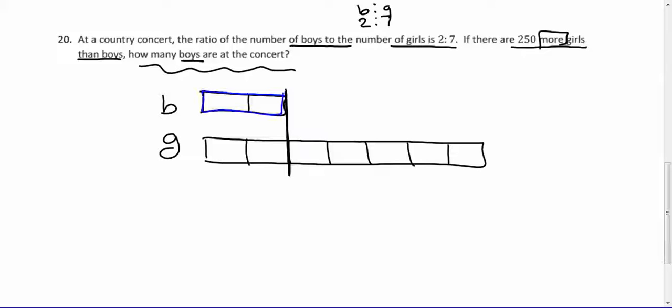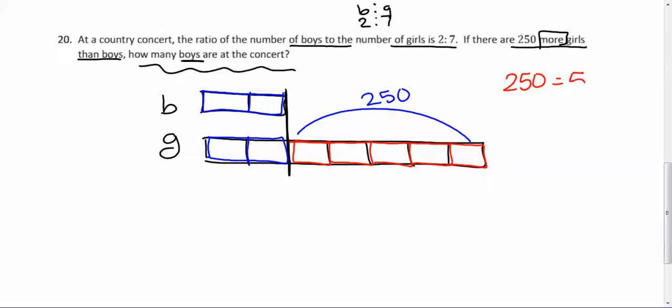These 2 units is the same amount of people as these 2 units. So this section is the group that represents the extra girls that there are at the concert. So we have 250 more girls. So we know that 250 makes up 1, 2, 3, 4, 5 units. So you're going to take 250, we know that equals 5 units.